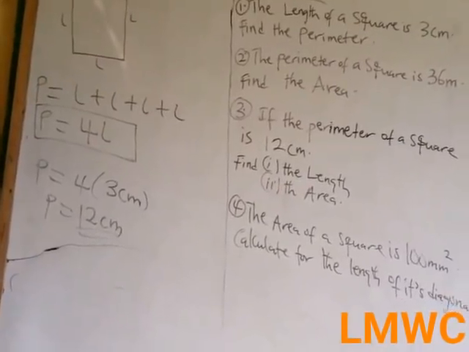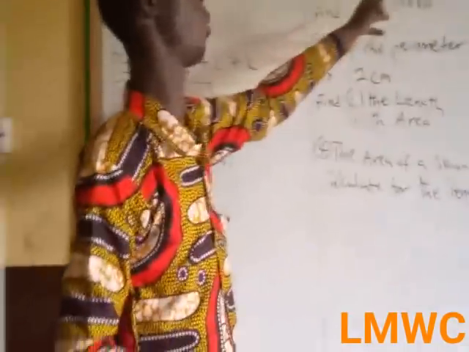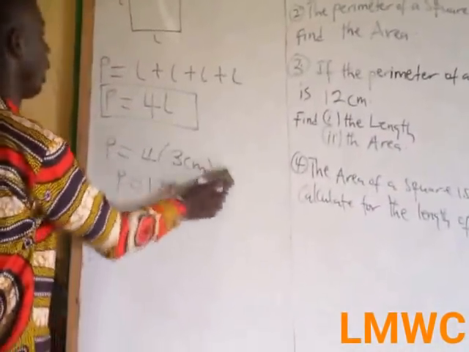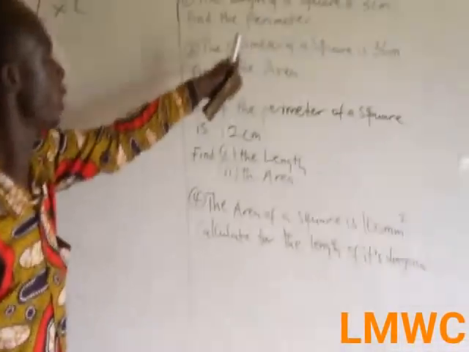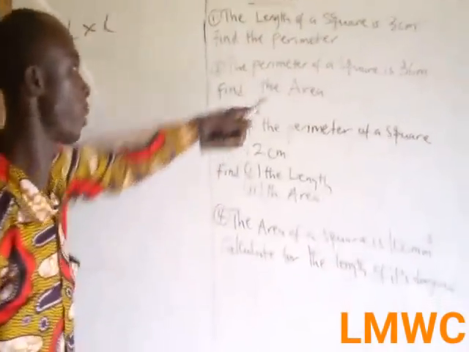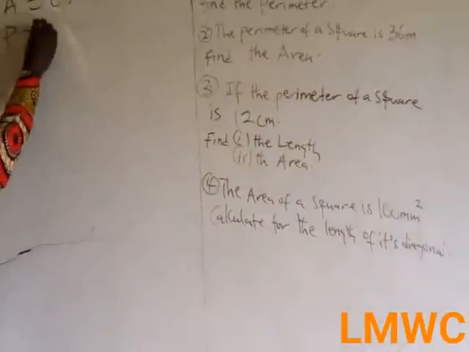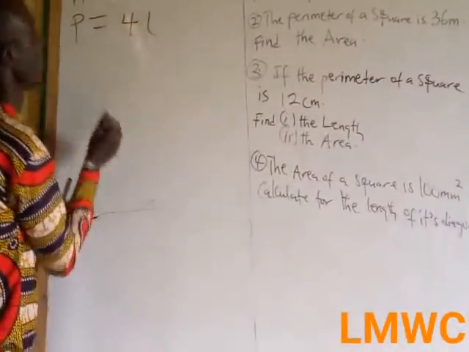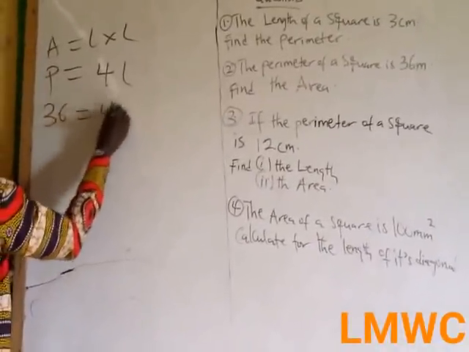Question 2. The perimeter of a square is 36 meters. Find the area. You see now, I have given you the perimeter and you have been asked to calculate the area. And we know the area of a square is length times length. But we don't know the length. So you should use the perimeter of a square formula to get the length. After that, you substitute the length into the area of a square formula. So we know perimeter as 4L. So our perimeter 36 is equal to 4L.